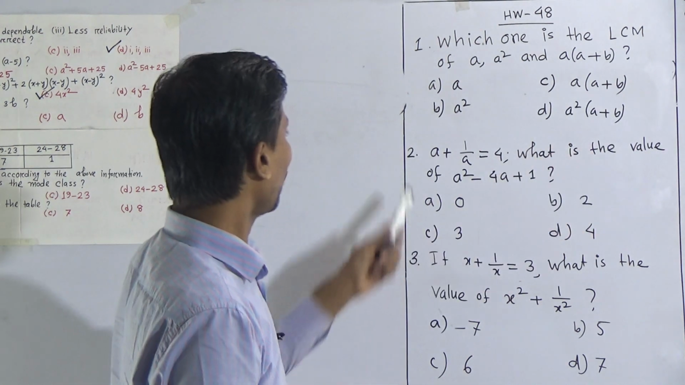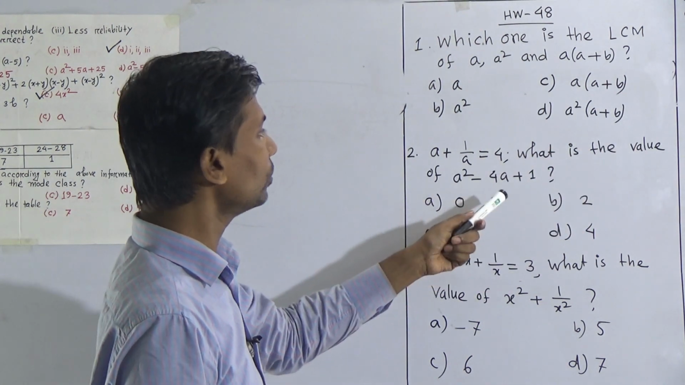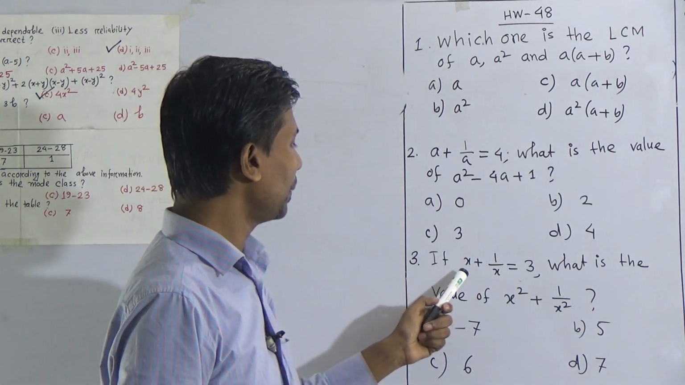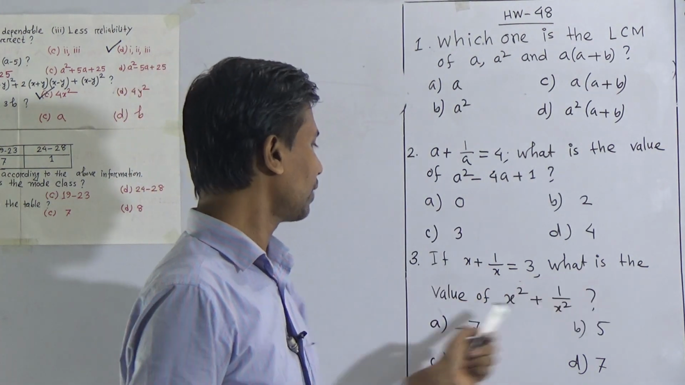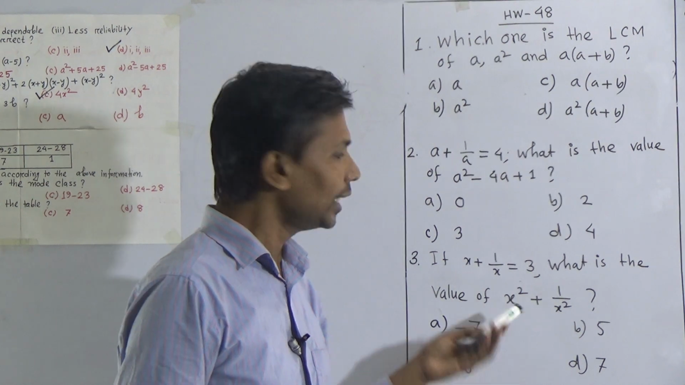Now question number 2, this is so easy for you. Question number 3: if x plus 1 by x equals 3, what is the value of x square plus 1 by x square? You know this.